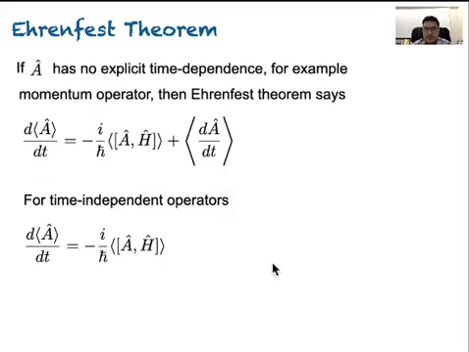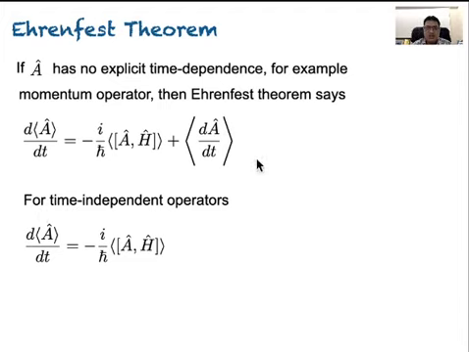by assuming that A is your Hermitian operator. Now if A has no explicit time dependence, so A is a time independent variable, for example the momentum operator, then what the Ehrenfest theorem says is that if you take the time derivative of the expectation value of A, it will be minus i over h cross times the expectation value of the commutator of A with H, plus the expectation value of dA over dt. Since my A is time independent, this term will go to 0. So for a time independent operator, this is the statement of your Ehrenfest theorem.